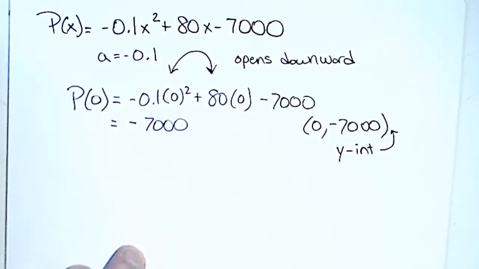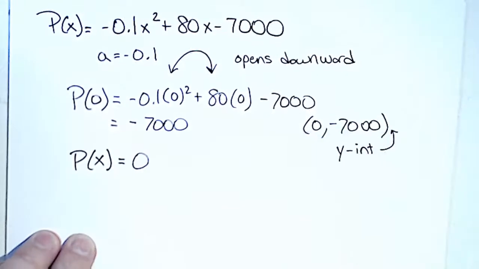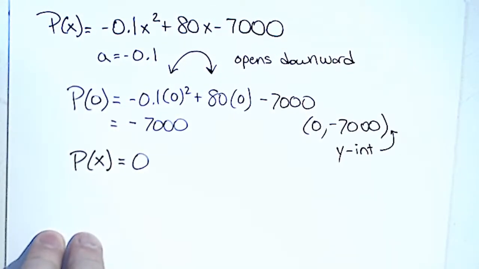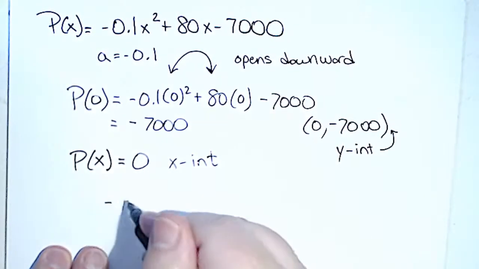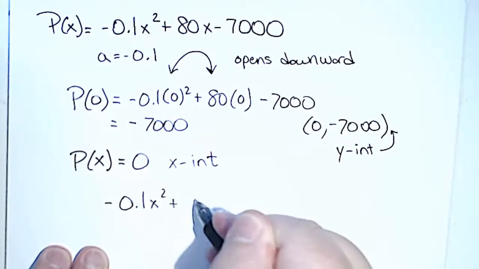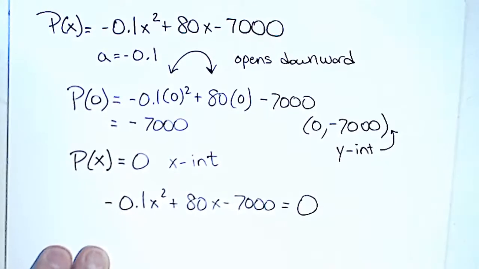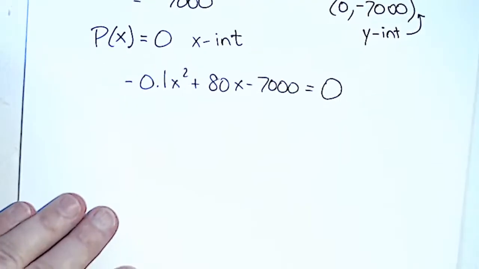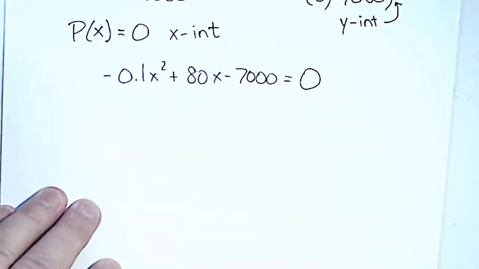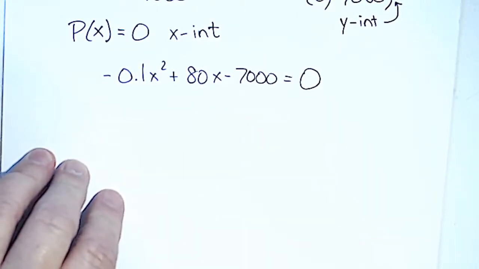Now it's up to you what point you do next. The way that I always do it is the next point I look for is what happens when the profit is 0. So the other intercept, this is going to be the x-intercept. This is the one where we set the whole thing up: negative 0.1 x squared plus 80x minus 7,000 equals 0. And this is a problem where factoring totally works. So if you know how to do this with factoring, do it with factoring, because it is a lot faster for those who are really good at it. Factor away. Go get them, tigers.